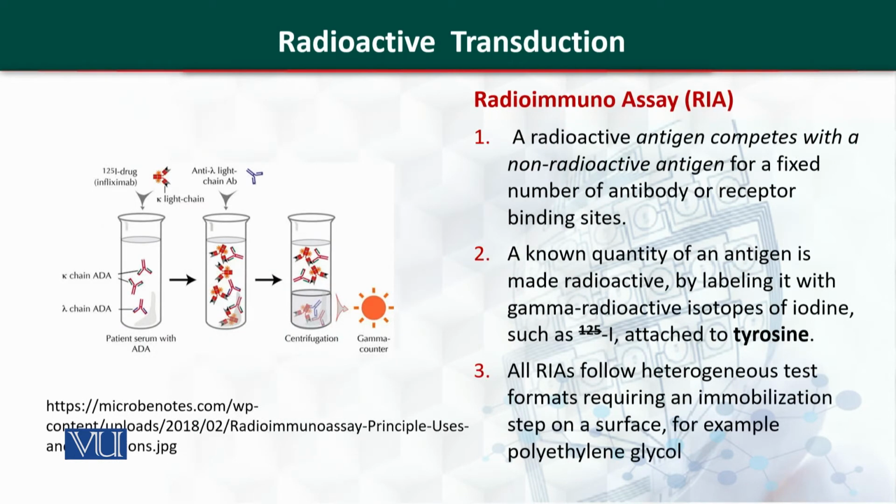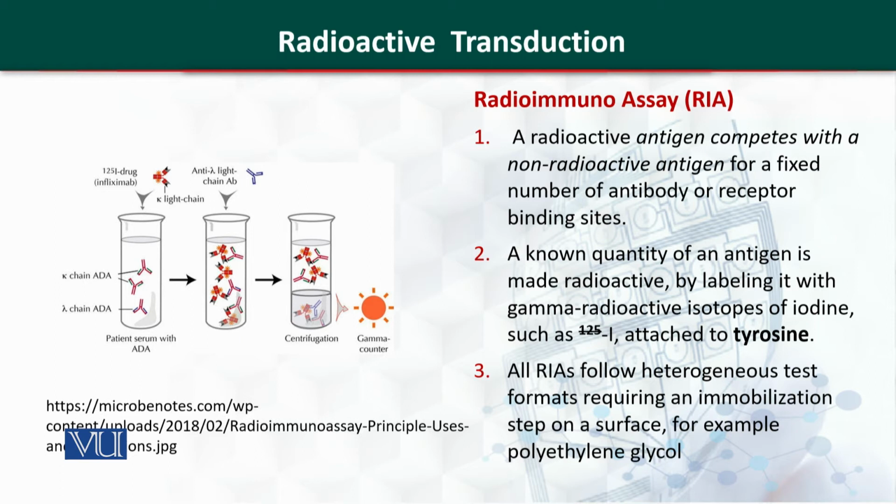Now, the radioactive transduction principle was first used in radioimmunoassay. Radioimmunoassays were first used for the detection or estimation of the hormone insulin. In this principle, a radioactive antigen competes with a non-radioactive antigen for a fixed number of antibody or receptor binding sites. In this case, there was an immobilization process. For the immobilization, polyethylene glycol was used, in which the samples bound with the antibody did not immobilize on the surface of polyethylene glycol, and the leftover antigens bound to the polyethylene glycol. And this was the main principle.